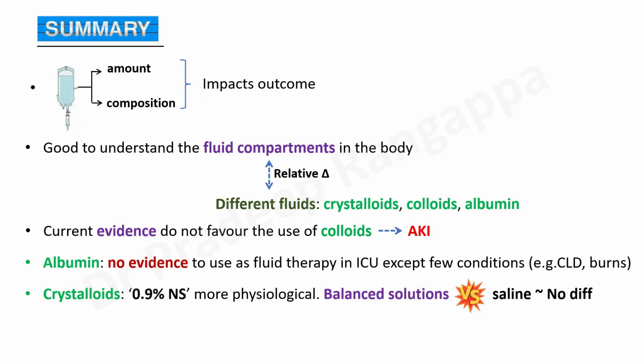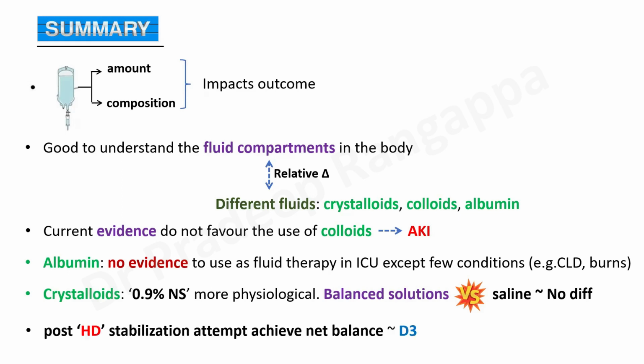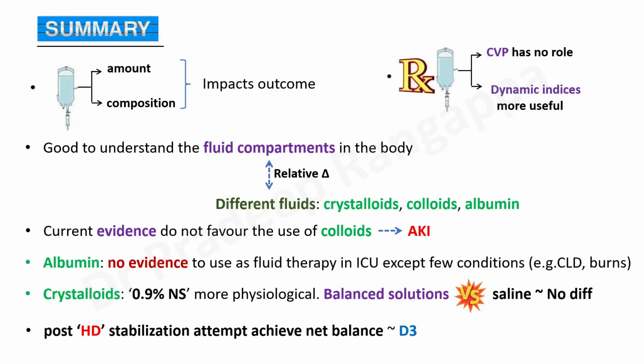Normal saline is more physiological, and there was enthusiasm to use balanced solution, but the recent BASICS and SPLIT trials have shown that comparing balanced solution versus saline, there's no difference. Post hemodynamic stabilization, attempting to achieve net neutral balance at day 3 and trying to attain negative balance by day 7 is considered safe at this point. But sustained negative balance after 4 weeks can also be harmful. CVP has no role, and dynamic indices to assess fluid responsiveness are the way to go. So that's in summary about the whole fluid stewardship.